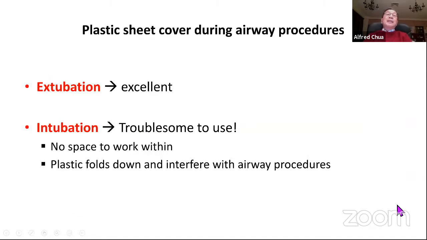In terms of the plastic cover sheet, there's no experimental simulation that people have done on it. I have tried it myself. For extubation it's fantastic. You can pull everything out, wrap everything and throw it away. I find it excellent. Intubation, I find troublesome. I practiced it on non-COVID patients. The plastic drape constantly floats down and covers me whenever I want room to maneuver to put the tube in. I personally don't find it particularly useful and find it troublesome. Others may have a different opinion on it.